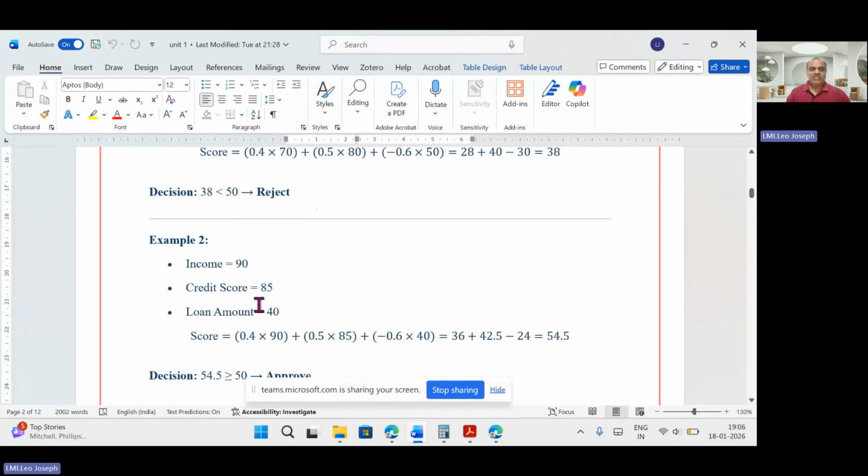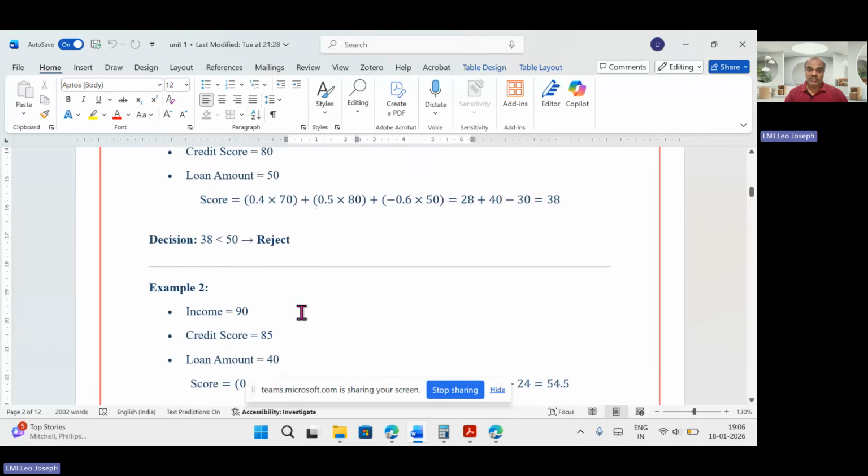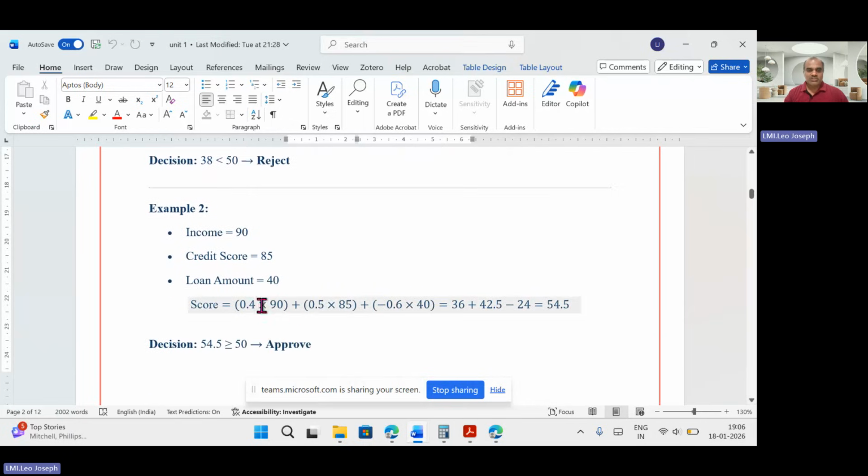In example 2, what I am showing, income is 90, credit score is 85, loan amount is 40. I am reducing it. So what happened automatically? My loan got approved. That is 54.5. That's it. This is what we are trying to explain. Now you are able to understand in a numerical manner. Lesser than threshold, greater than threshold. Each and every company has its own threshold values. So based on the threshold, if it is lesser or greater, automatically the decision will be taken.